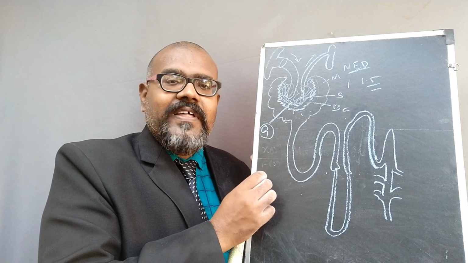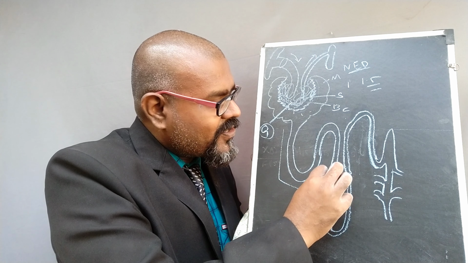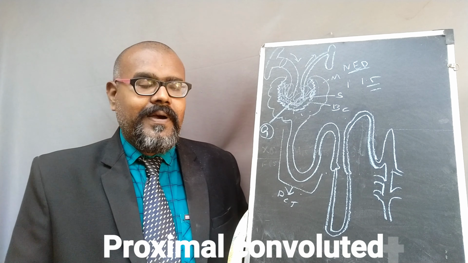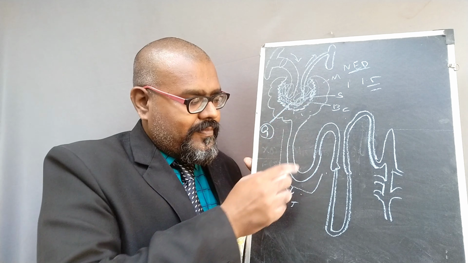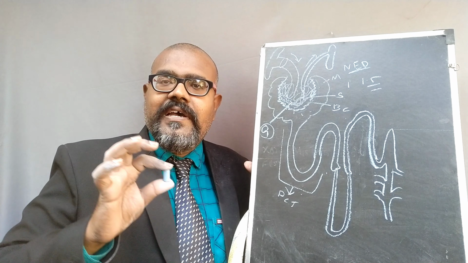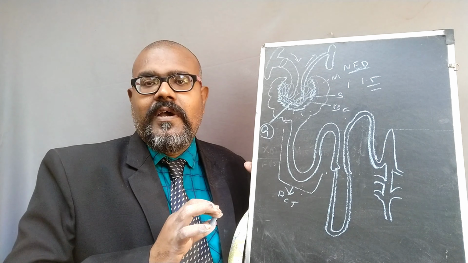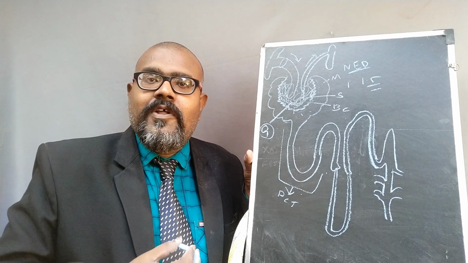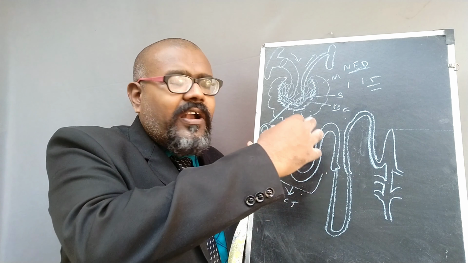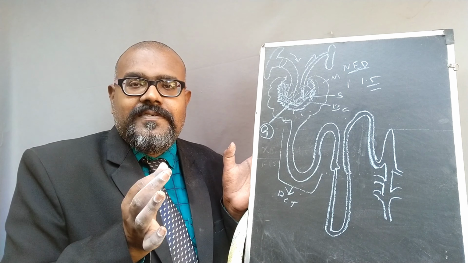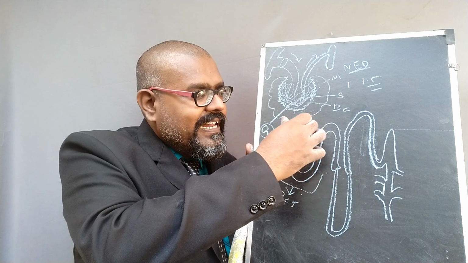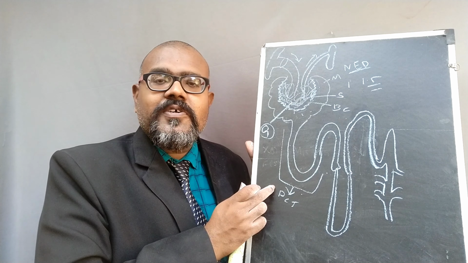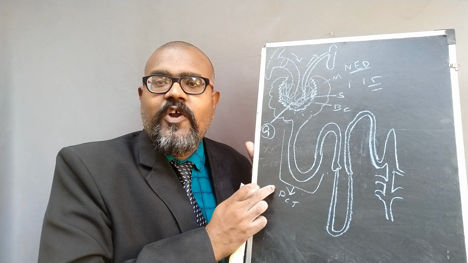The next part of the nephron is called the proximal convoluted tubule. Please remember, it does not have any particular shape because it is very flexible. 1 to 1.5 million nephrons are present in the cortex and medulla region, so they do not have any special shape. Because of its elastic nature, it looks like a freehand sketch like this. This portion is the proximal convoluted tubule.